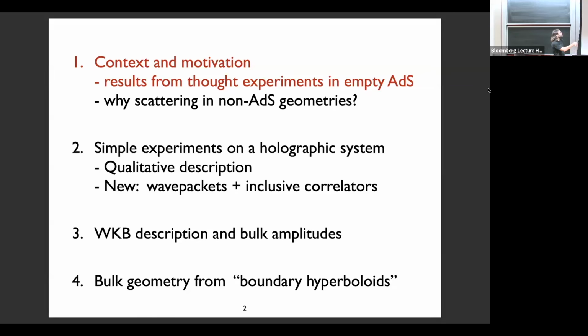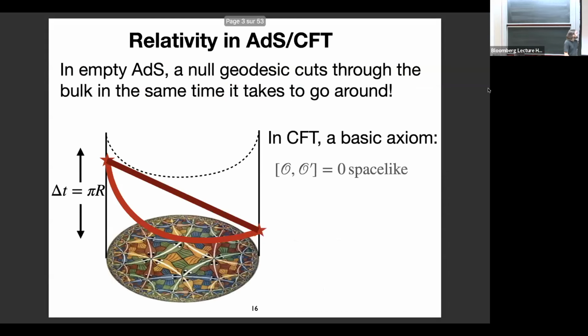So I thought I would start the talk by giving you a bit of context of what we actually learned from this type of experiment in AdS, and then explain why we want to generalize this. The first few slides will be about this context, and it doesn't matter if you don't remember everything from these slides. It's just to give you a mental picture of what we're hoping to do. Okay?